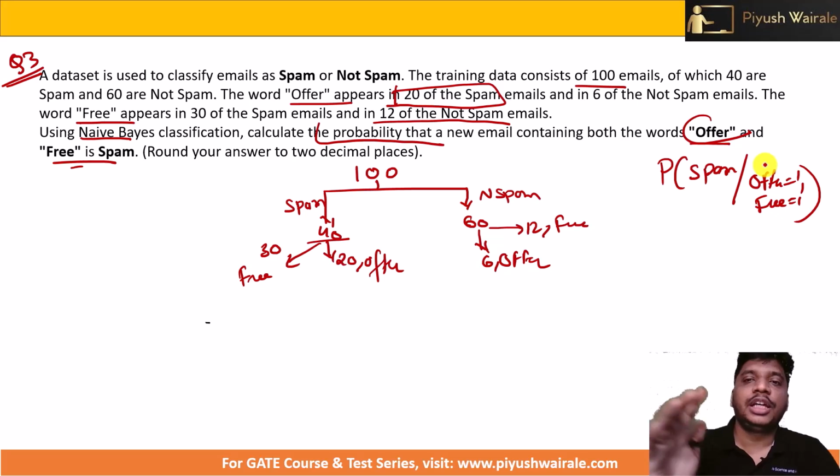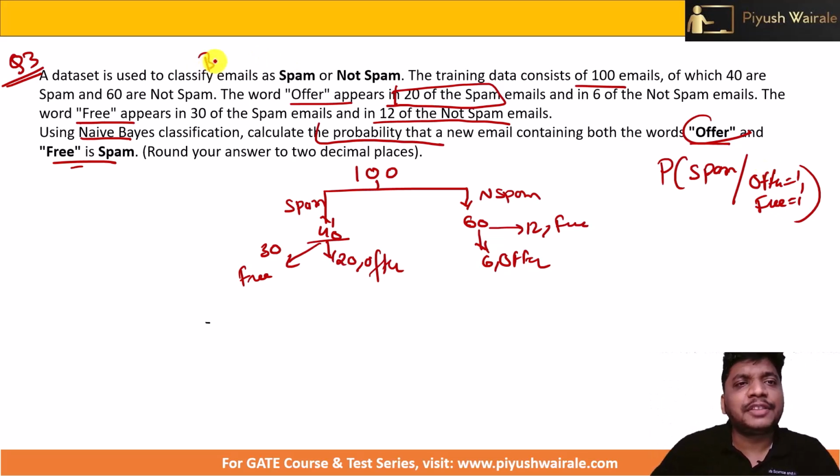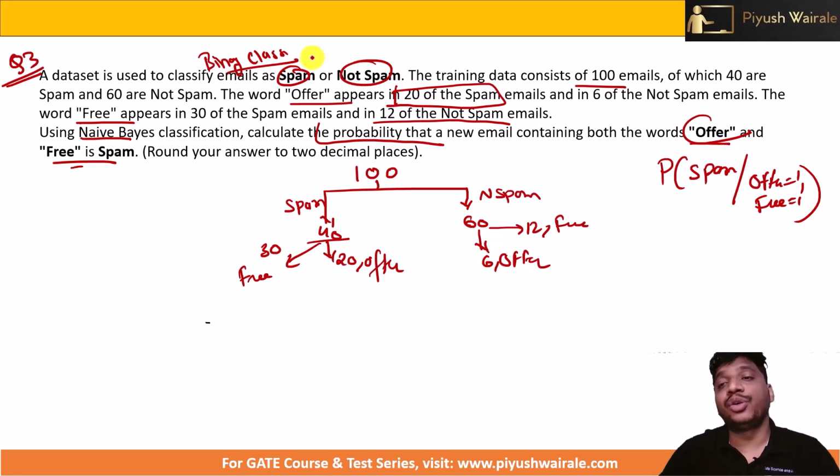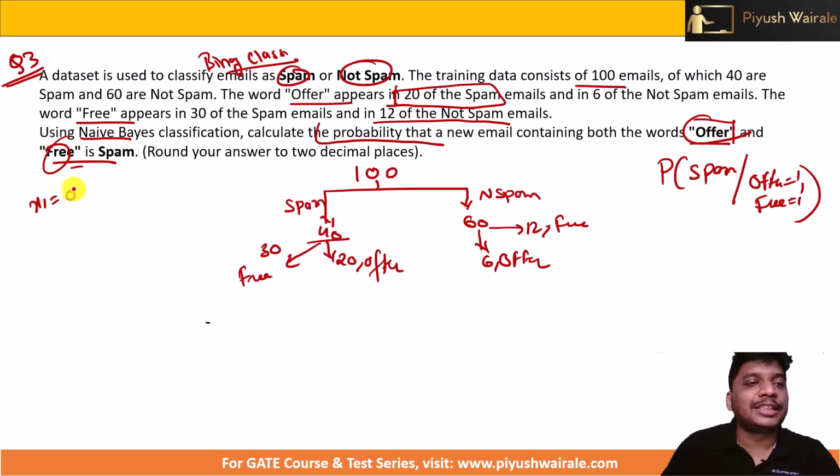Okay. So here we are dealing with what? It is also a binary classification problem, because we are dealing with two classes, spam and not spam. But here we have two features, free and offer. X1 is basically offer, and X2 is basically free here. Unlike the previous question, where we were dealing with just one feature vector. I hope you understand the given scenario.